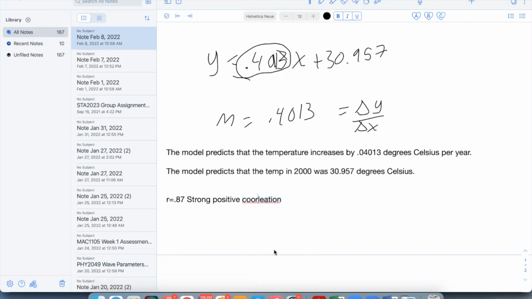I have a habit of spelling correlation with 2 O's instead of 2 R's. There we go.